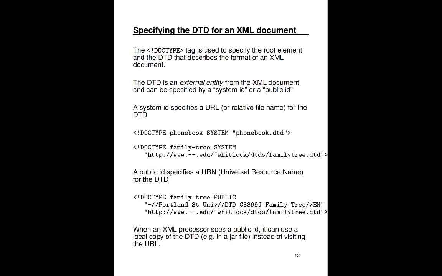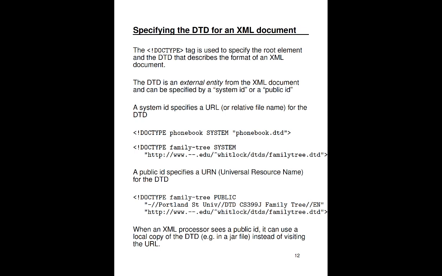DTDs are separate from XML documents. It only makes sense. You want to define your DTD once and then use it for multiple XML documents. In your XML document, you use the <!DOCTYPE tag to specify the root element of the document and also the DTD that describes the format of that XML document. With regards to the XML document, a DTD is something called an external entity. It lives outside of the document itself. And you can specify the DTD using a system ID or a public ID. Or you can have both, actually.